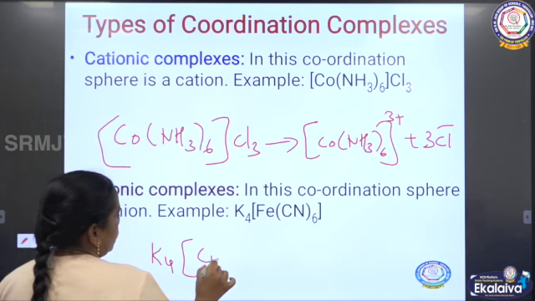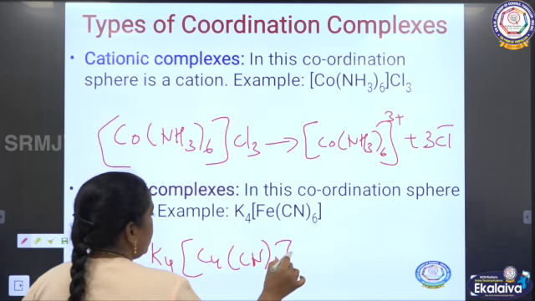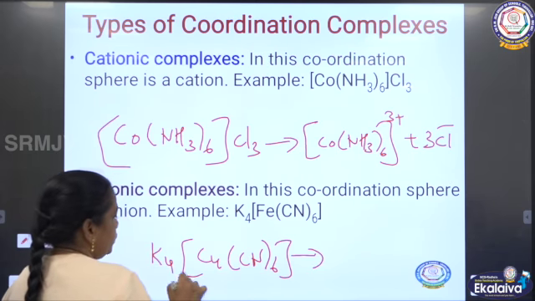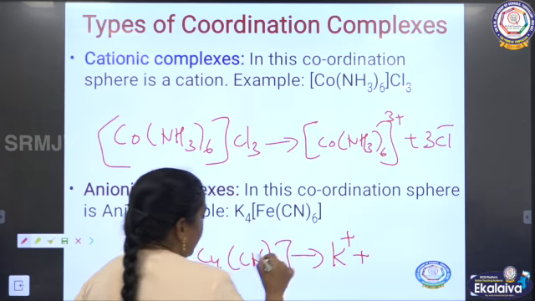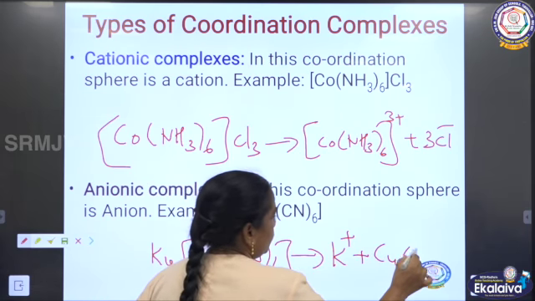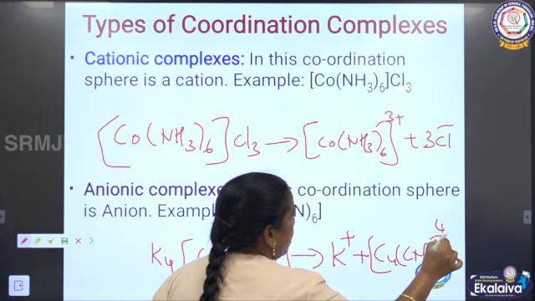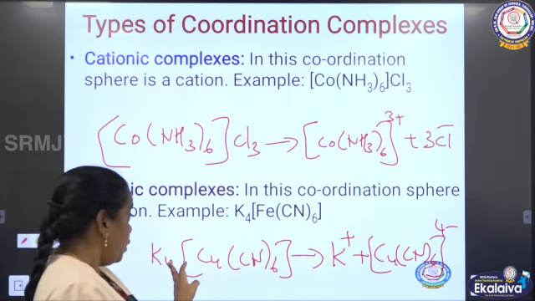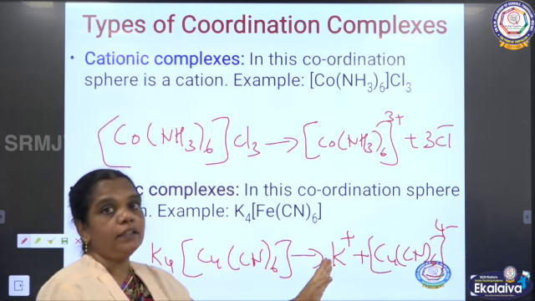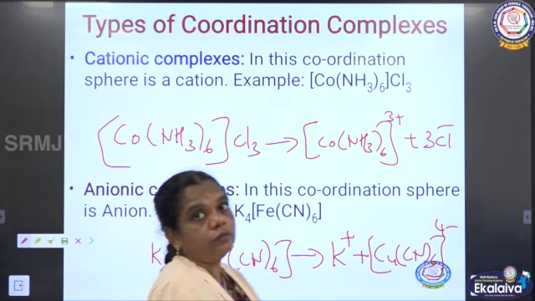And then the anionic complex, K4 CuCN6. Here this can dissociate into K plus and CuCN6 4 minus. So, in this case the compound is going to be ionized into simple cation and complex anion.